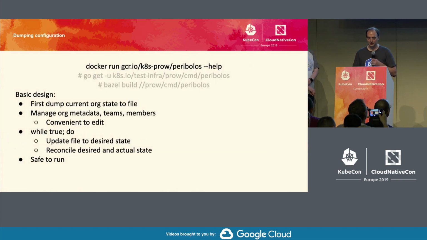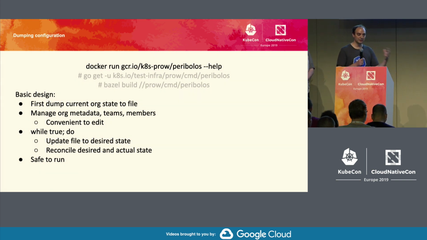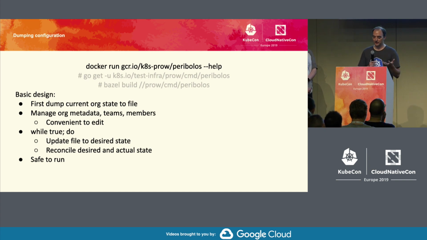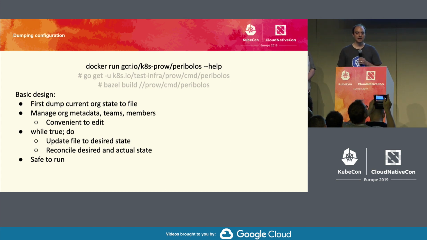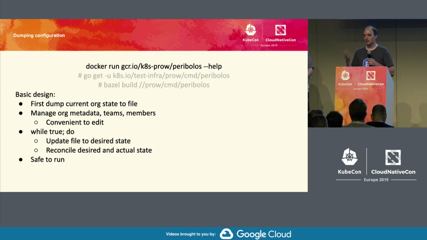So the general design, and our expectation of how people will use this, is you take your current state of the world and dump that into a file. Then you make any changes that you want to make it more correct across time. Like if new people come, you can add those. We try to make it easy for you to make those changes. Then you run the program, which will do the reconciliation loop. And there's a variety of security mitigations to make sure that it is safe for you to run it without running into that bad situation where you're locked out of your org.